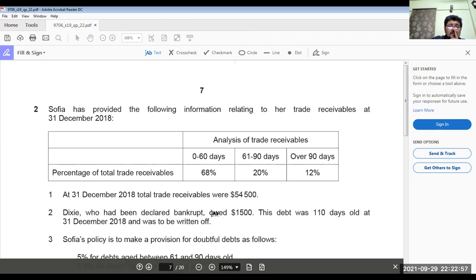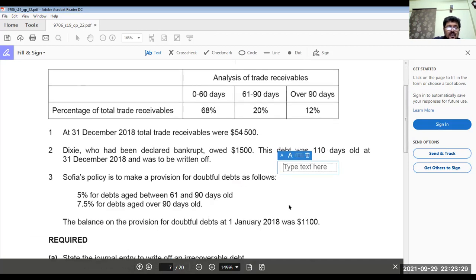Now, Sophia has provided the following information relating to her trade receivables at 31st December 2018. Percentage of total trade receivables analysis: 60 days, 61 to 90 days, over 90 days, with different percentages. At 31st December, total trade receivables were 54,500. Dixie, who had been declared bankrupt, owed $1,500. This debt was 110 days old at 31st December and was to be written off. Sophia's policy is to make provision for doubtful debts as 5% of debts aged between 61 to 90 days, and 75% of debts aged over 90 days. The balance on the provision for doubtful debts on 1st January 2018 was 1,100.